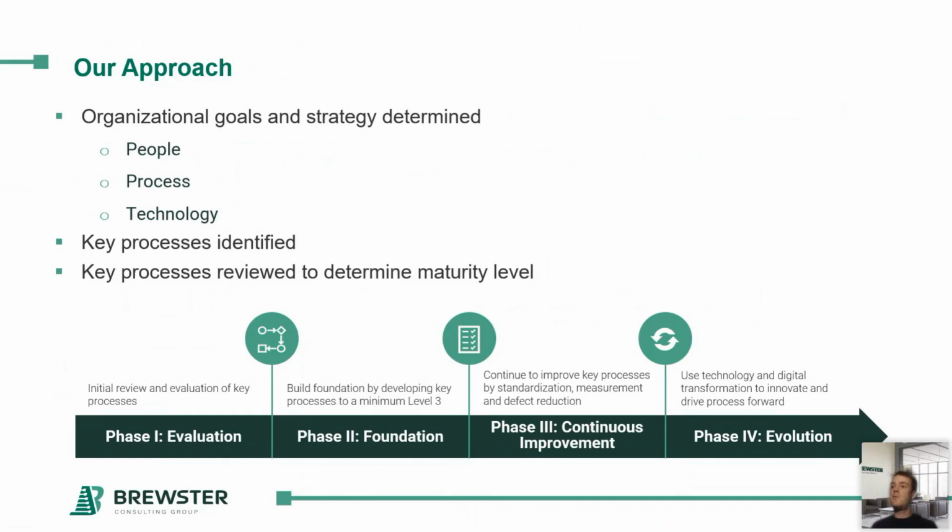So to continue to improve key processes by standardizing, going through your typical process improvement, project management type exercises, measuring those key processes, and then reducing defects, specifically within manufacturing. I know everybody wants to get all the defects out, and that's what we're here to help with as well. And finally, phase 4, this is kind of to infinity and beyond, if you will. We like to foster the use of technology and really that digital transformation to innovate and drive processes forward.